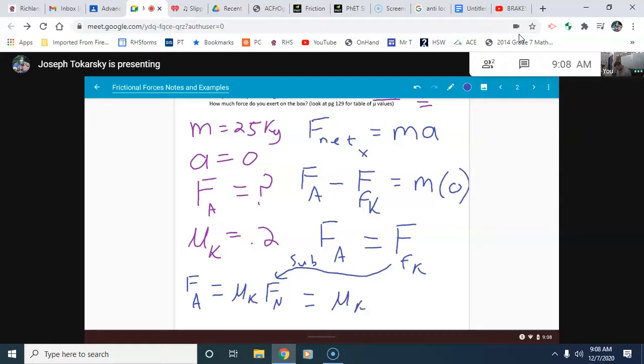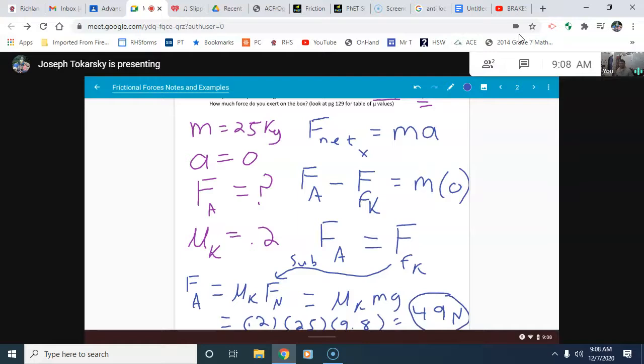Mu k mg. And now I'm going to plug in the values. So mu k was 0.2. And I'm really running out of room here. I apologize. So tell you what, I'm running out of room, so I'll try to do it underneath. So once I plug into this 0.2 multiplied by our mass, which is 25, and little g, as long as we're on Earth, is 9.8. Run those numbers, and my applied force is 49 newtons.